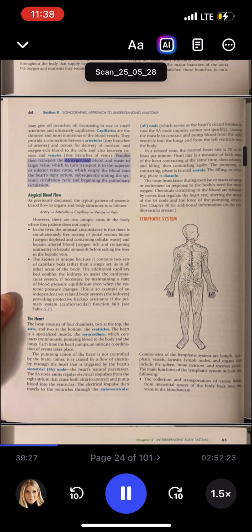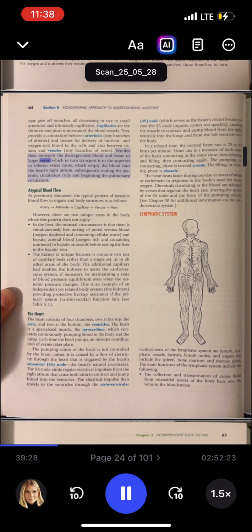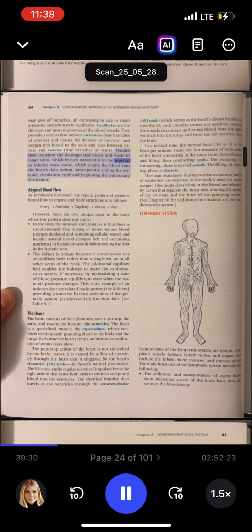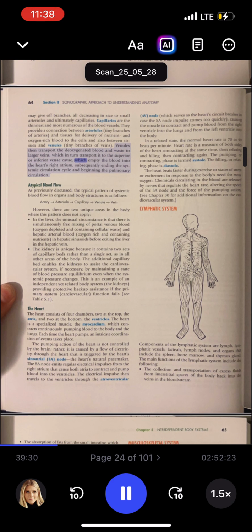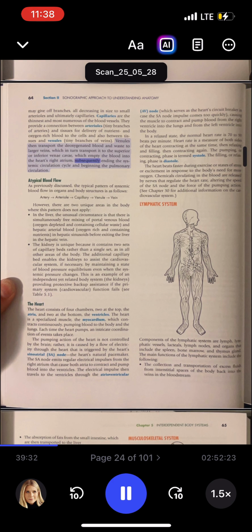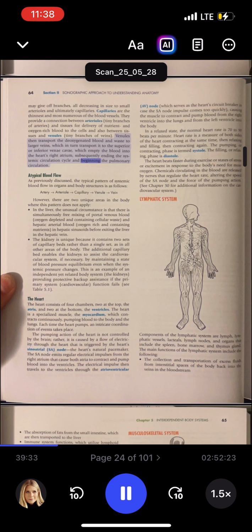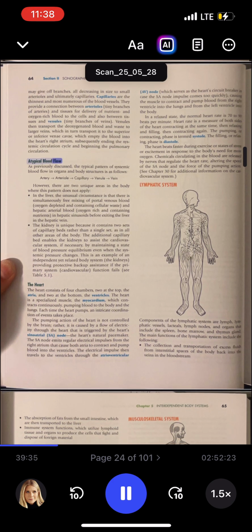Venules then transport the deoxygenated blood and waste to larger veins, which in turn transport it to the superior or inferior venae cavae, which empty the blood into the heart's right atrium, subsequently ending the systemic circulation cycle and beginning the pulmonary circulation. Atypical blood flow.